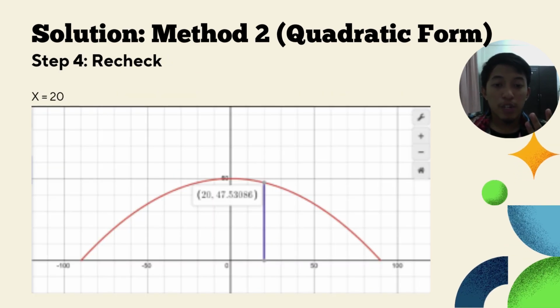Step number 4 in Polya is recheck. So, as you can see here, I'm using Desmos or any graphical software that can easily be found on the internet. If you insert the right equation and substitute the x value with 20, we will get the same answer, that is 47.53. You can also check the answer for other values of x, and the answer will be the same as we calculated.